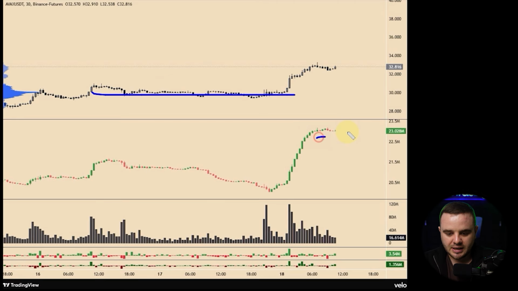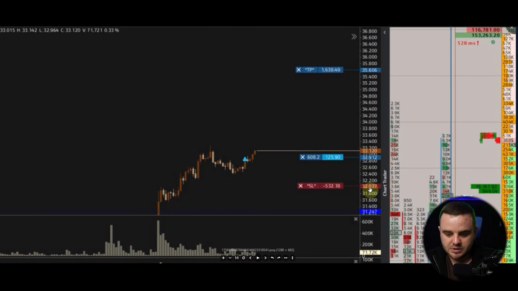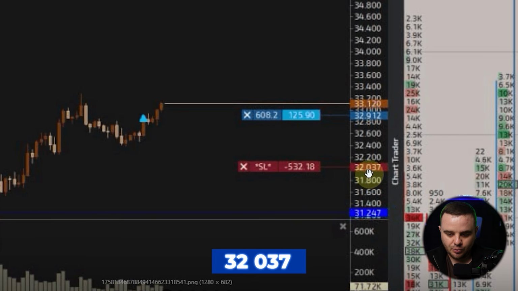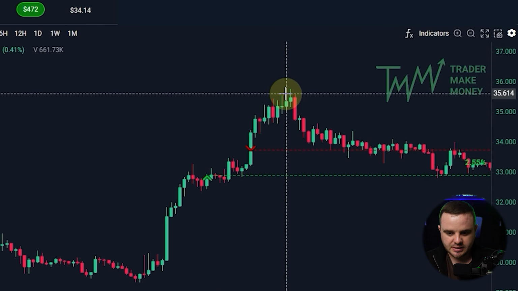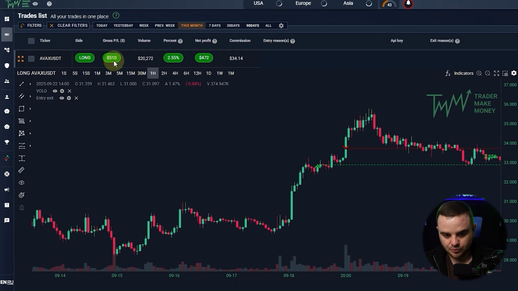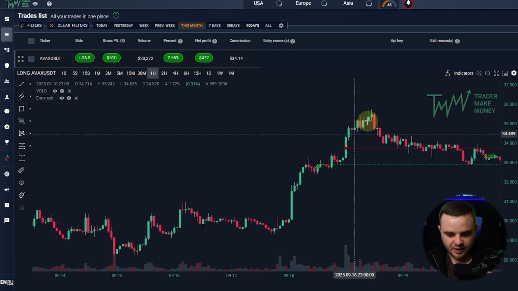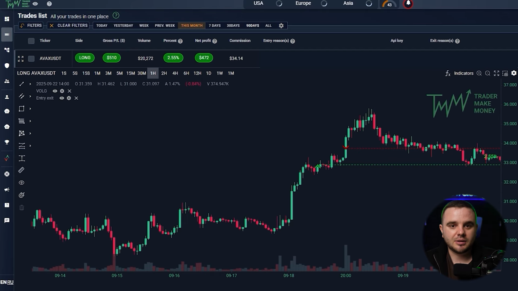Here you can see my entry was not the best. The stop loss was at 32.037. Here I made a mistake because I closed a trade before I went to sleep, and you can see during the night they would hit my take profit. Instead of 510, it would be 1600. Sometimes it's better to keep your position until stop loss or take profit.